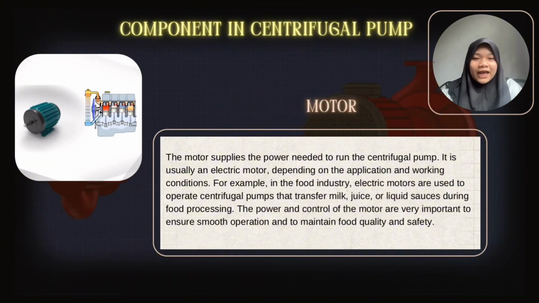Next is the motor. The motor supplies the power needed to run the centrifugal pump. It is usually an electric motor, depending on the application and working condition. For example, in the food industry, electric motors are used to operate centrifugal pumps that transfer milk, juice, or liquid sauce during food processing. The power and control of the motor are very important to ensure smooth operation and to maintain food quality and safety.